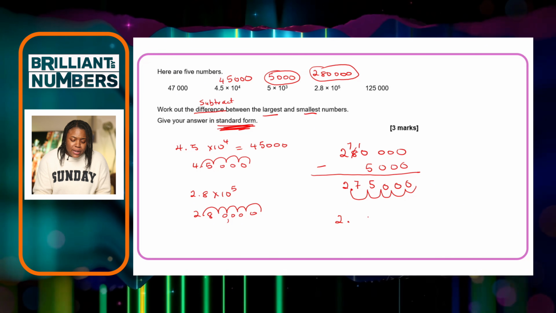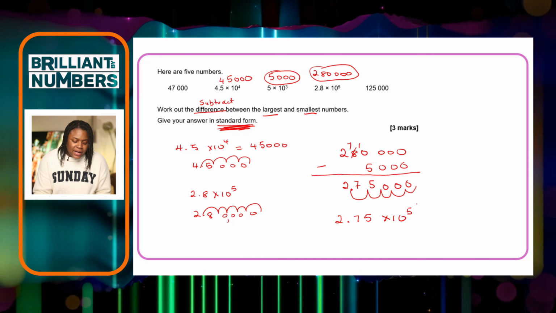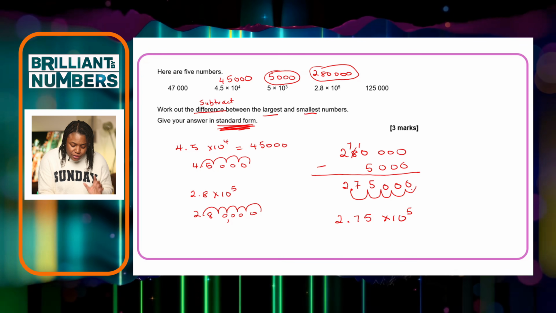So 2.75 times 10 to the power of 5. Absolutely fantastic. Break it down for your 3 marks.